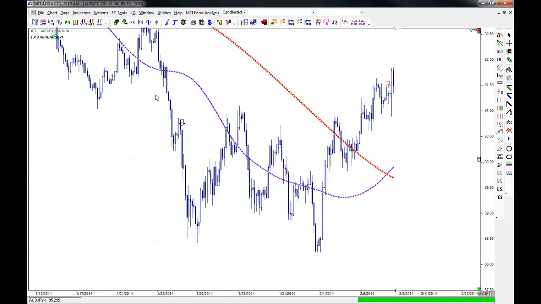But what I'm pulling up now, I'm introduced right to the FX Annihilator. This is the Australian dollar. This currency pair is the Australian dollar and the Japanese yen. And this is on a 120-minute time frame, okay? So let me explain to you how the system works.